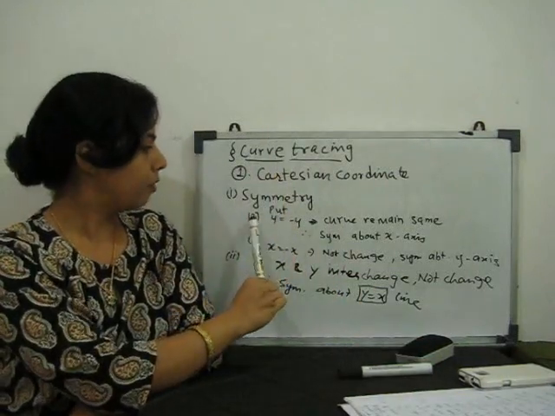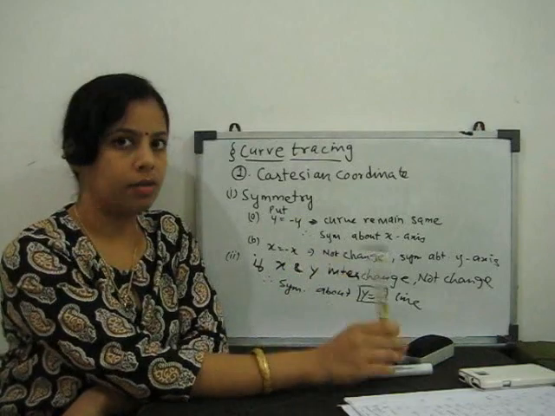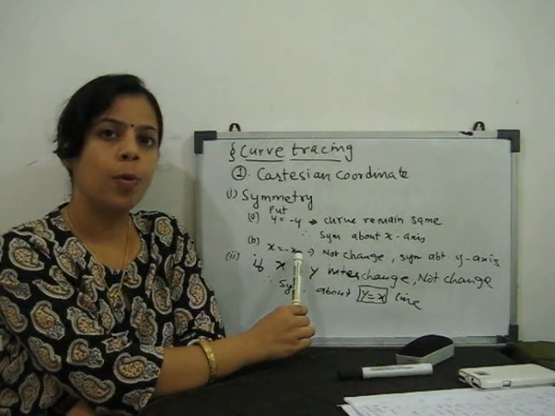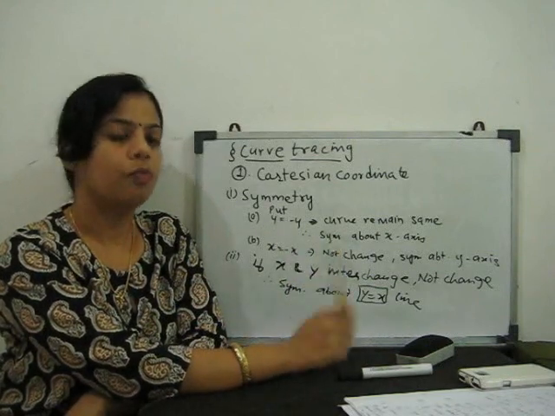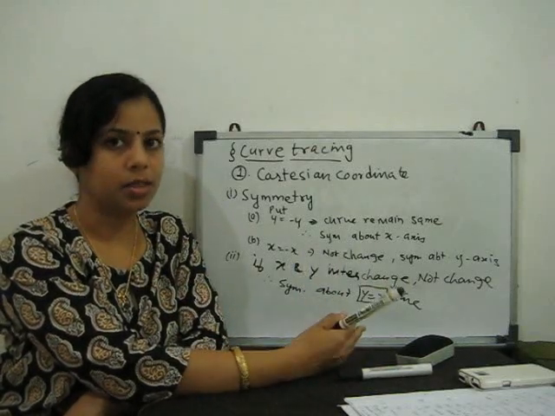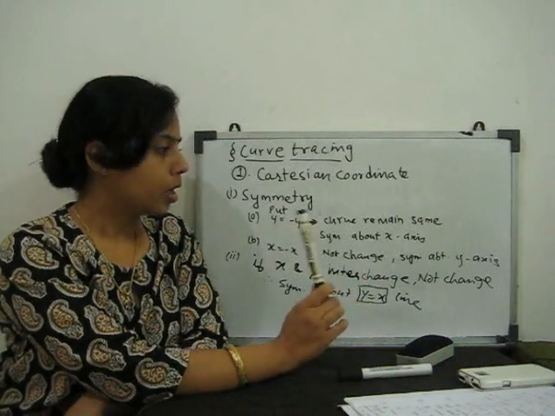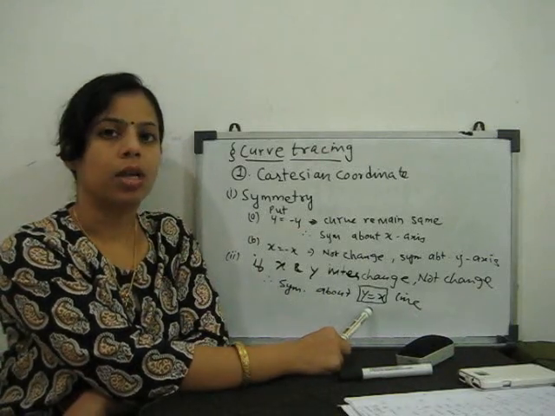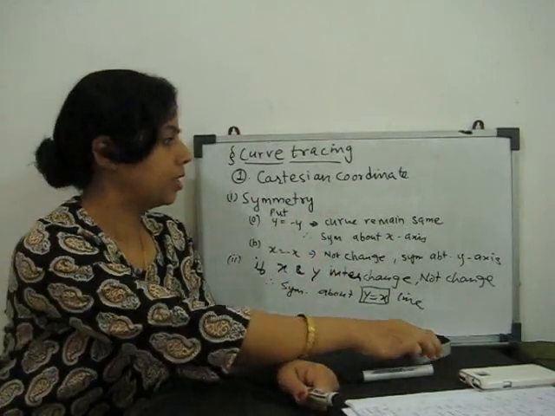For symmetricity, first, if we put y equal to minus y in the curve and the curve remains the same, meaning the value does not change, then the curve is symmetric about the x-axis. Similarly, if we put x equal to minus x and the value of the curve does not change, it means it is symmetric about the y-axis. And if x and y are interchanged, meaning in place of x we put y and in place of y we put x in the given equation, and the value of the equation does not change, it means the curve is symmetric about the line y equal to x. So the first thing is to check the symmetricity.